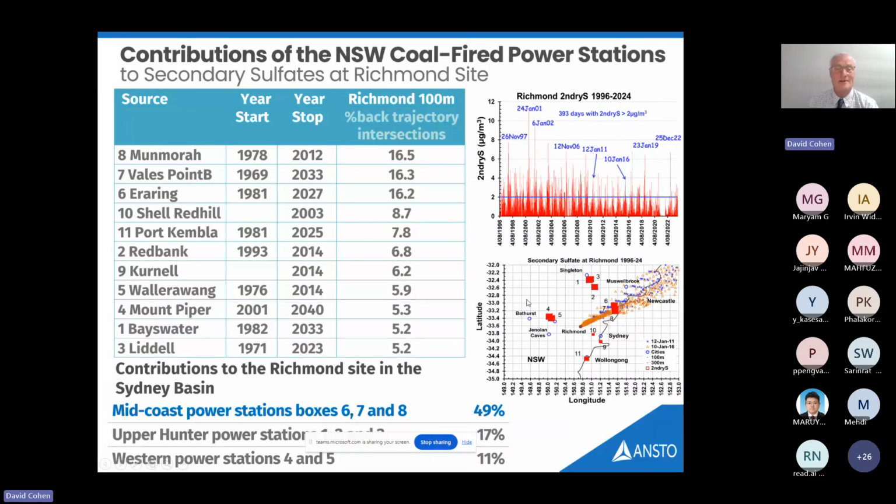So what we have, accelerators measuring the secondary sulfate by measuring sulfur, hydrogen, and nitrogen, gives us a daily measure of the secondary sulfate coming into the Sydney Basin at the Richmond site between 1996 and 2024. We then do the back trajectories for every hour of every day from 1996 to 2024, and we look at the contribution of each of these boxes, each of these power stations. And we can see that the East Coast power stations contribute a hell of a lot more than the northern ones or the western ones. So again, very useful information.